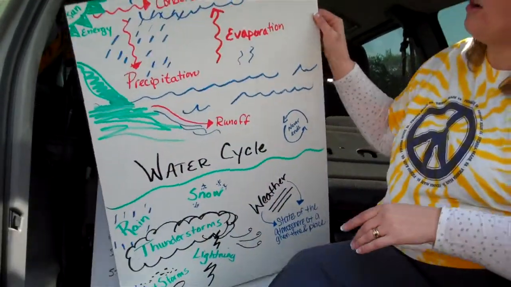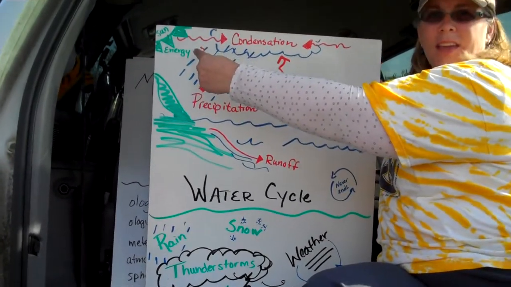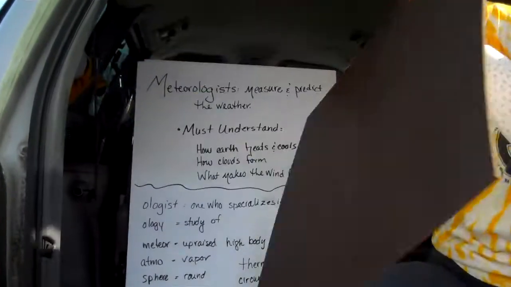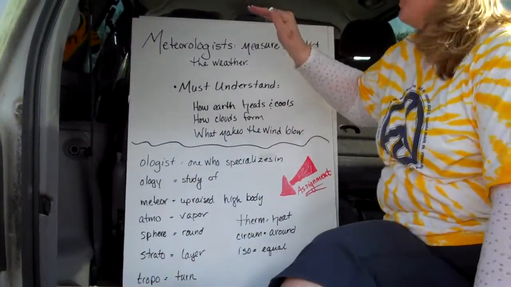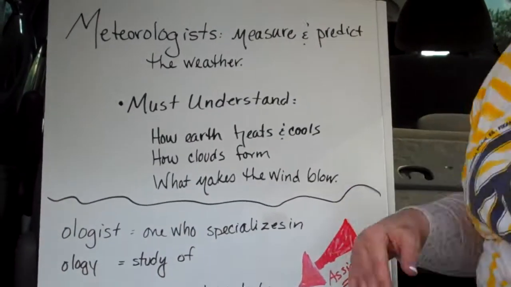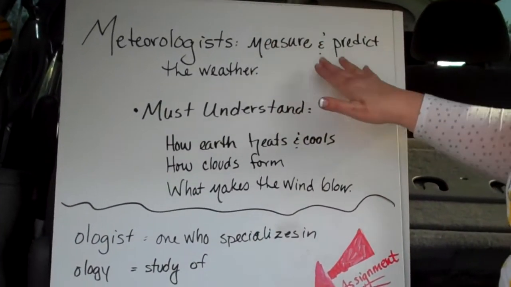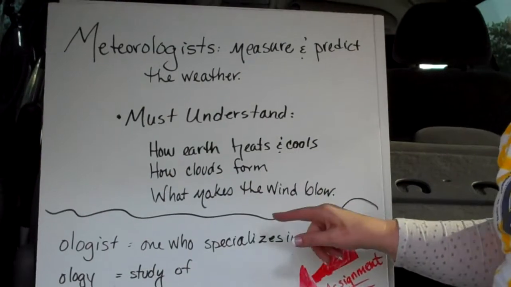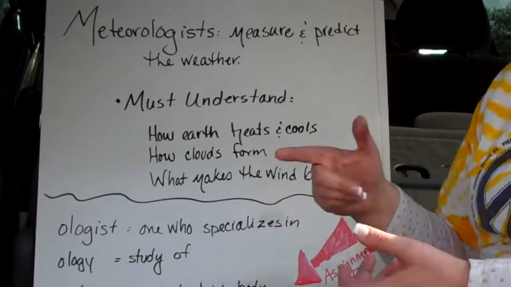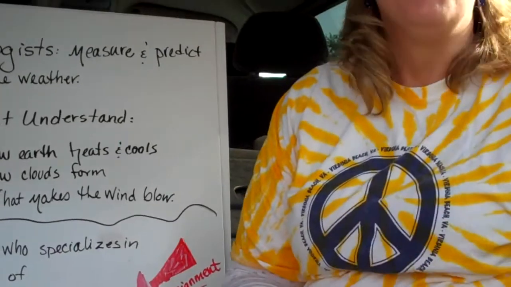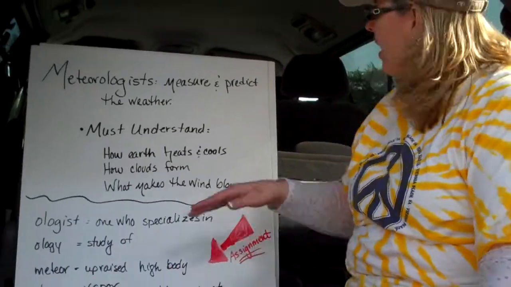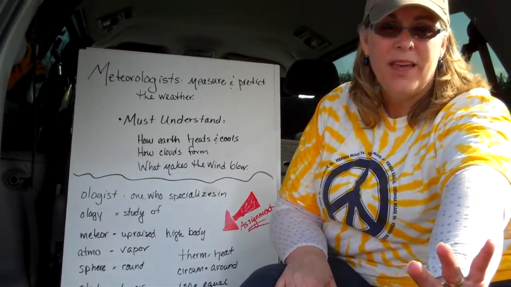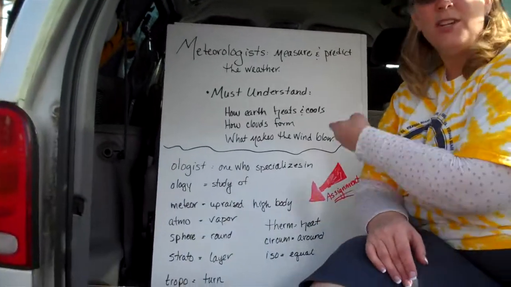You don't want to see that, trust me, folks. Oh, one thing I forgot. The energy that it takes to do all of this cycle comes from, that's right, my green sun up there. All right. Now, a meteorologist, like Larry Sprinkle on whatever channel he's on, they measure and predict the weather. You know that already. However, they have to understand how the earth heats and cools. They have to know how clouds form, and they have to know what makes the wind blow. Not just, oh, gee, the wind is blowing. Oh, look, there's a cloud. It looks like a dinosaur. They have to understand how all of that happens. All right? I'm not going to teach you how all that happens because we're not meteorologists yet, but if you want to become one, you're going to have to know that.